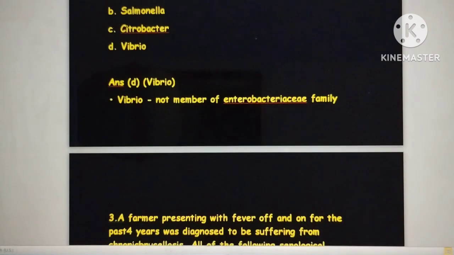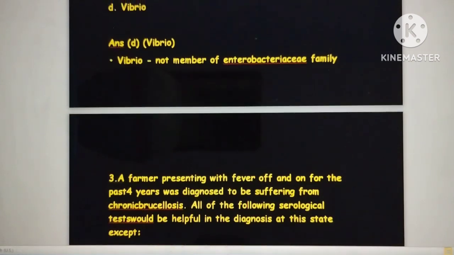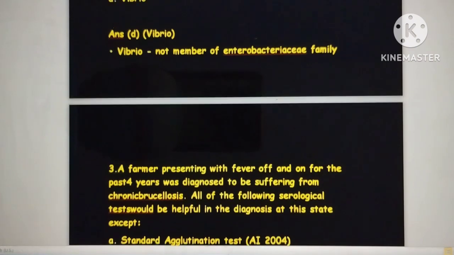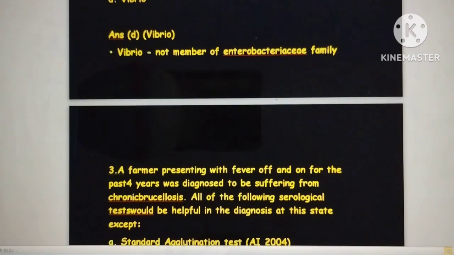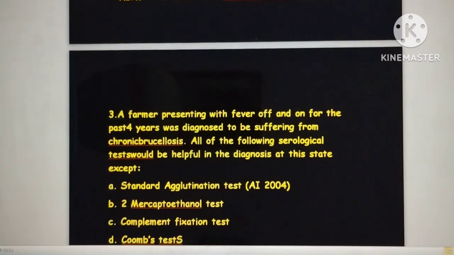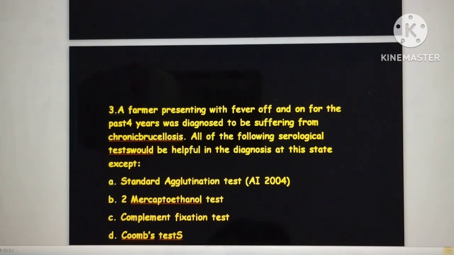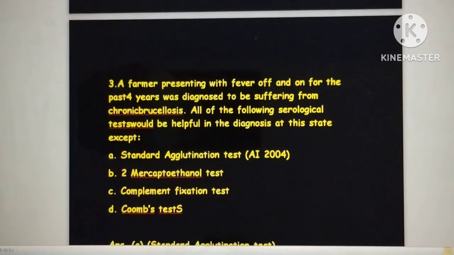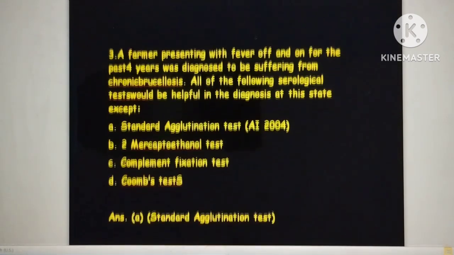Here a farmer presents with fever on and off for the past 4 years and was diagnosed with brucellosis. All of the following serological tests would be helpful in diagnosis except: standard agglutination test, mercaptoethanol test, complement fixation test, and Coombs test. So here the answer is standard agglutination test.